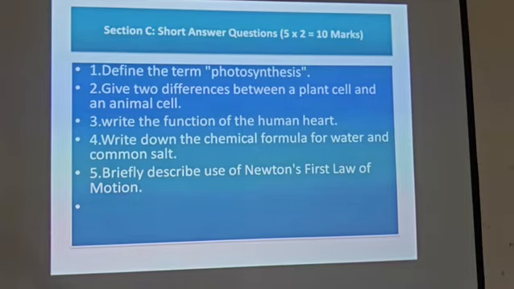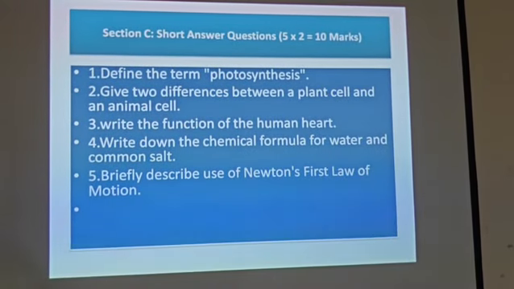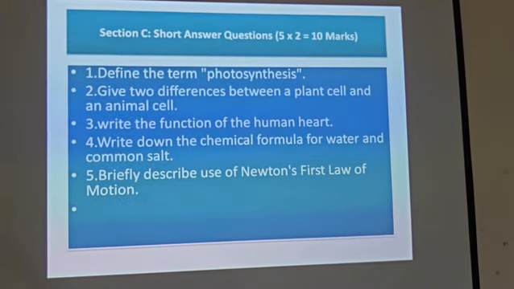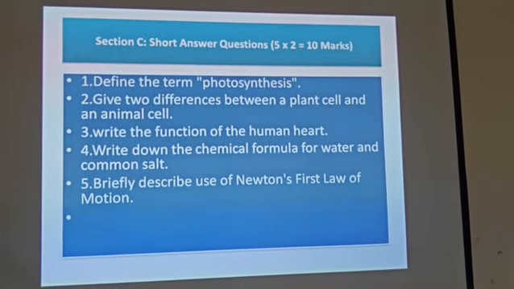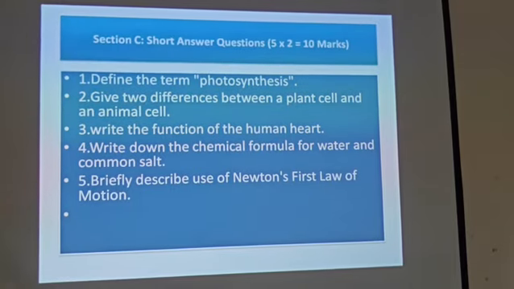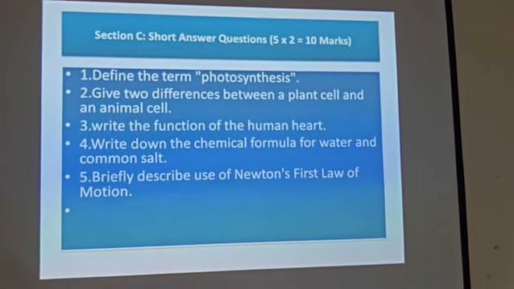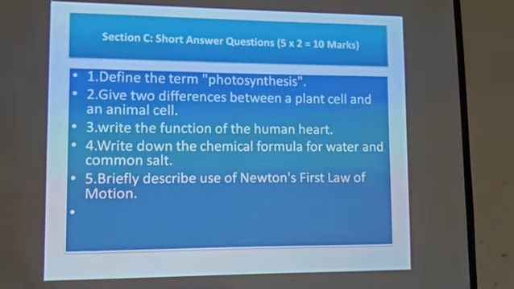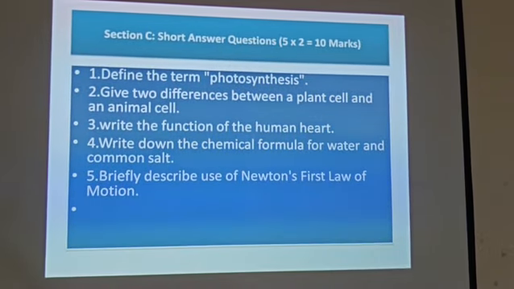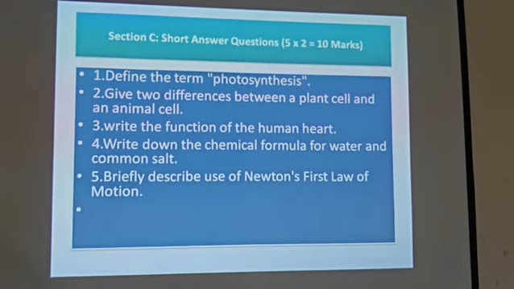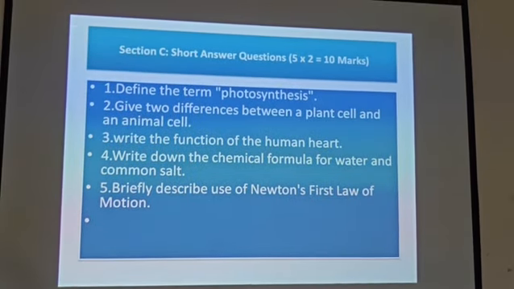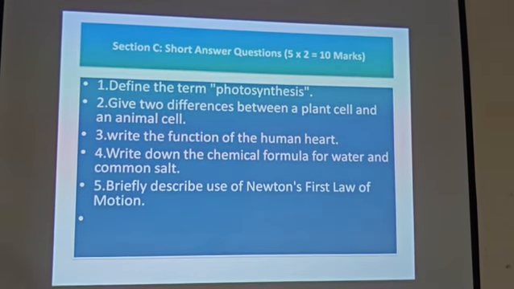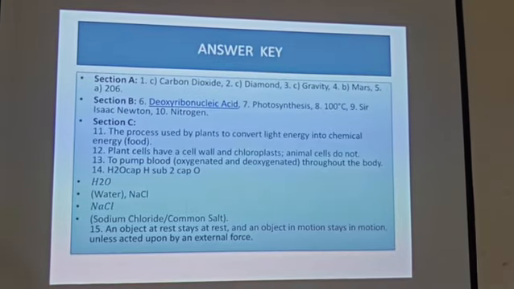Section C, short answer questions, 5 into 2, 10 marks. First is, define the term photosynthesis. Second, give 2 differences between a plant cell and an animal cell. Third, write the function of the human heart. Fourth, write down the chemical formula for water and common salt. Fifth, briefly describe the use of Newton's first law of motion. Such 5 questions are included in Section C.